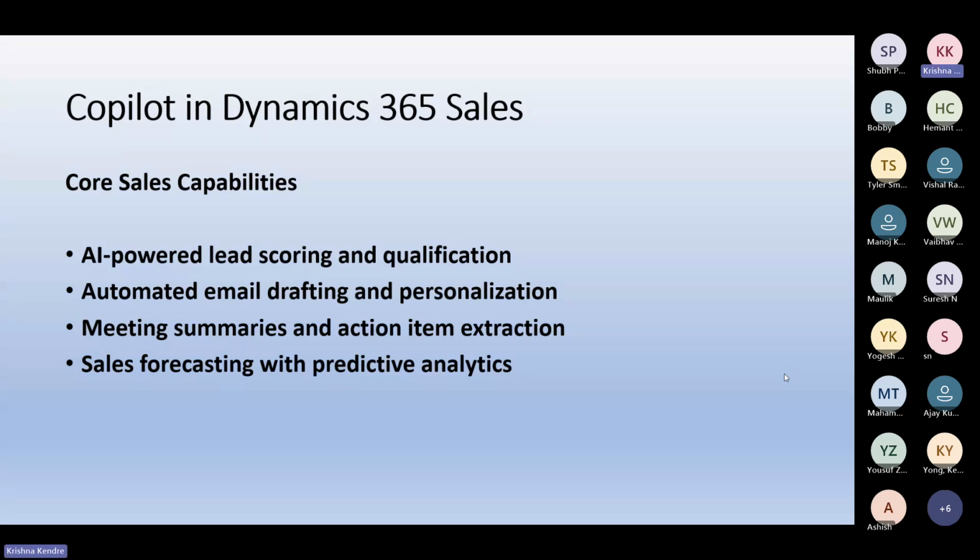So the sales representative can focus their effort on the most promising leads that we have for those 25 people, which means increasing conversion rates and optimizing the sales pipeline. Next is automated email drafting and personalization, where Copilot streamlines sales communication by generating personalized email drafts.